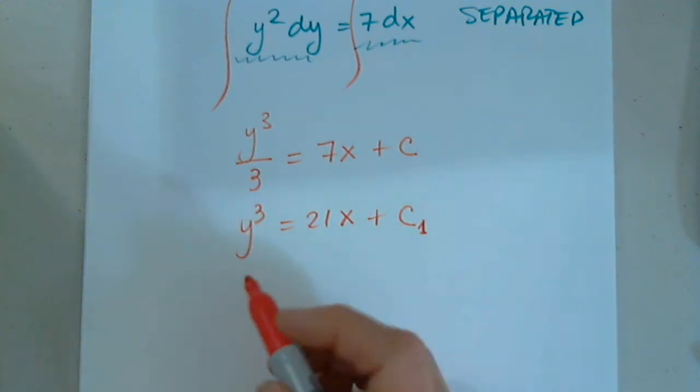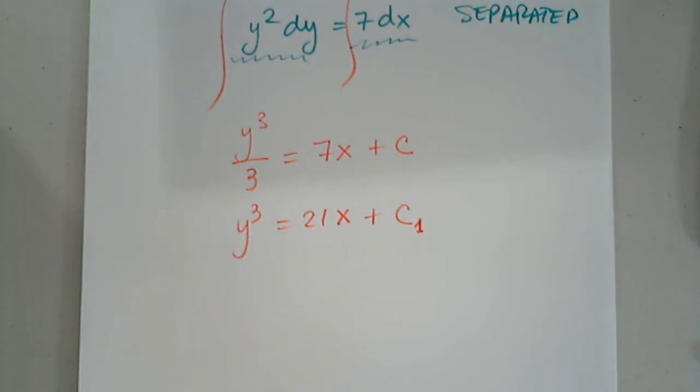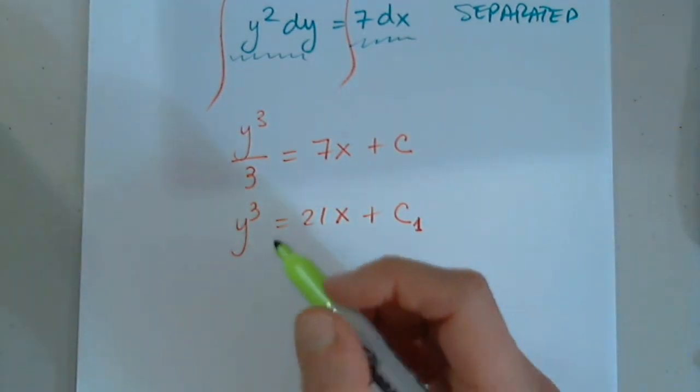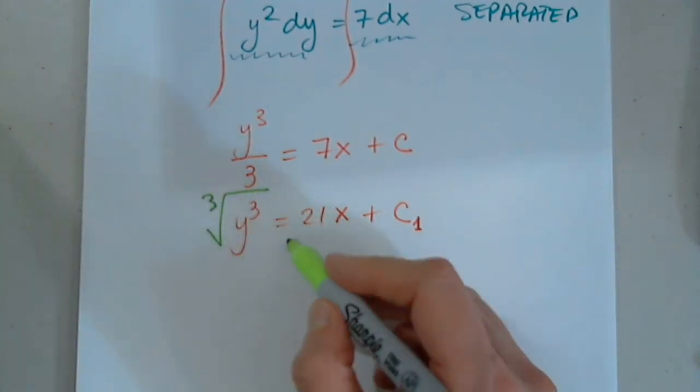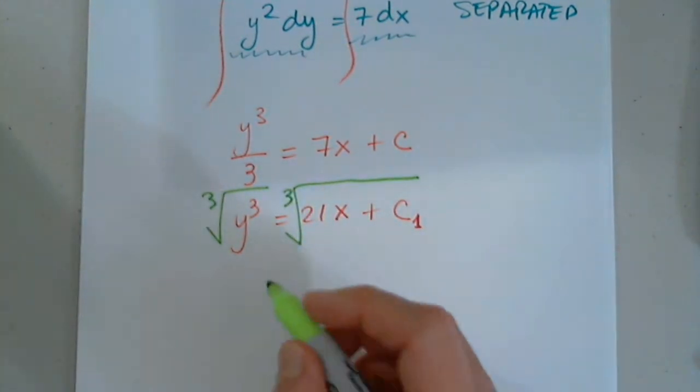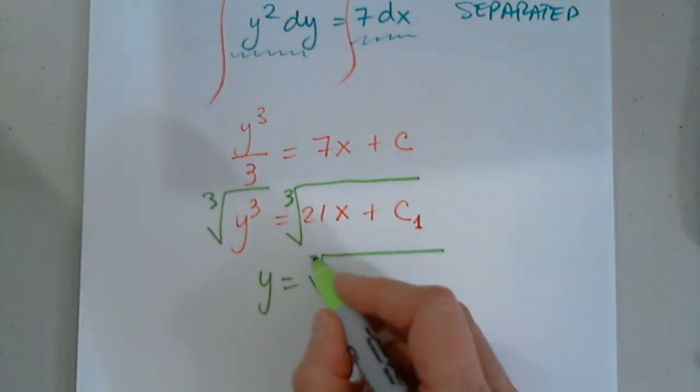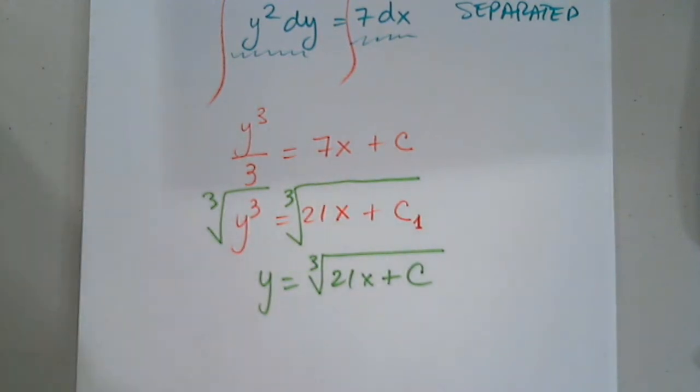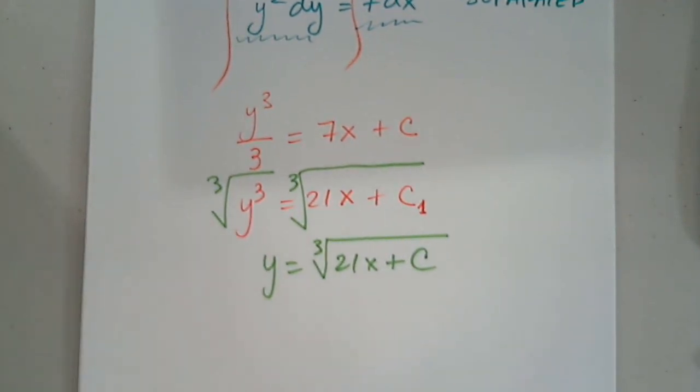How do I solve this equation for y? What do I need to do to both sides to solve for y? What operation we apply to both sides? Excellent, thank you. That's it. C or C1, it doesn't matter. Constant. It can be anything.